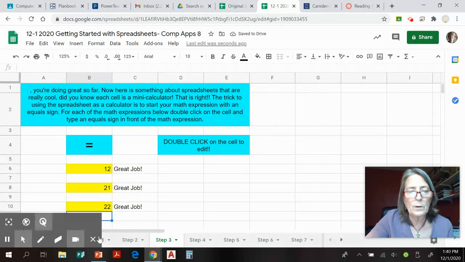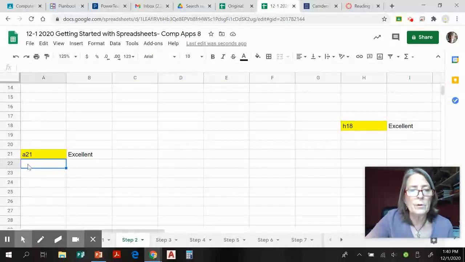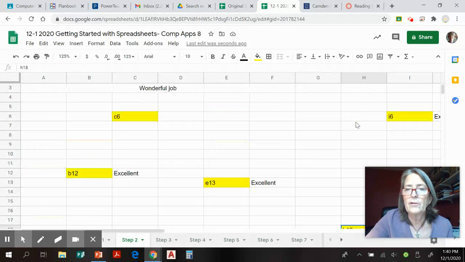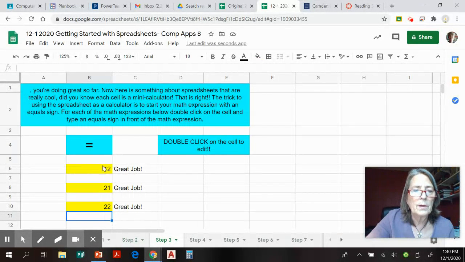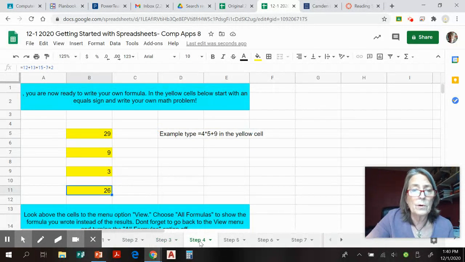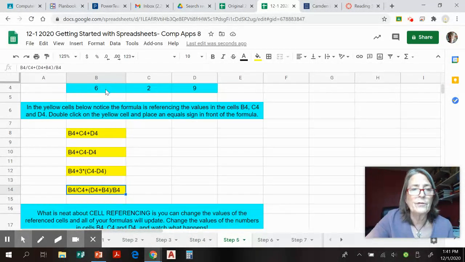Okay, so step 1 was just putting your name and email address in. Step 2, we were identifying each of the cell addresses, what column it is and what row it is. So each cell has an address, and that's what E13, I6, all that means. Step 3, we put the equal sign in front of the formula and let the computer do the work when we hit enter. Step 4, today's project, was to create formulas, and step 5, we were referencing cells.